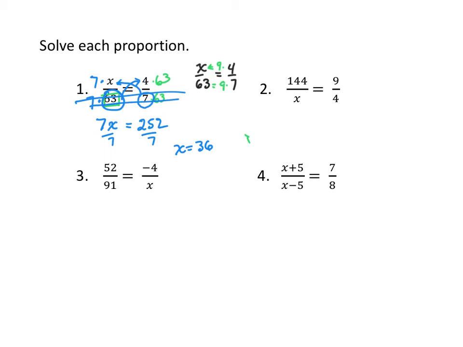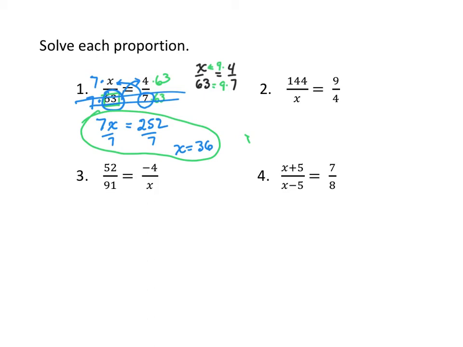Now, sometimes it's easy to tell if you have one ratio that is a multiple of another one, especially a whole number multiple, then that's not too hard to do. But that doesn't happen very often. Sometimes, but not often. Don't count on it. Use cross multiplying. It works all the time. Let's try problem 2.